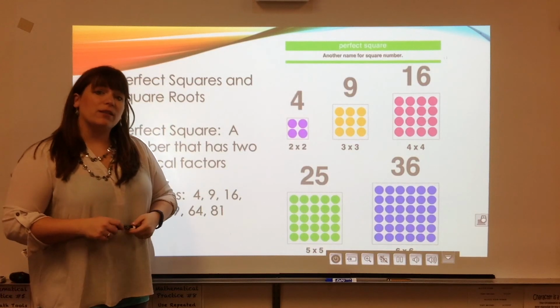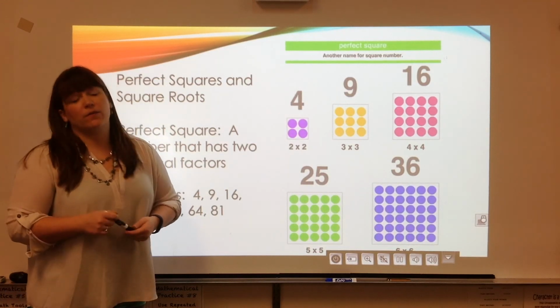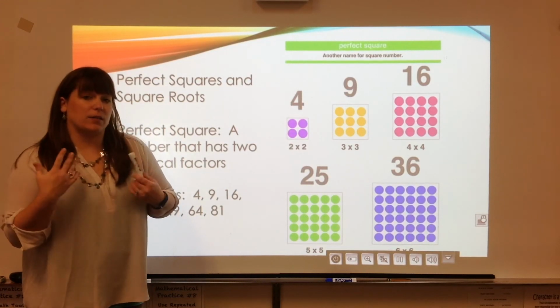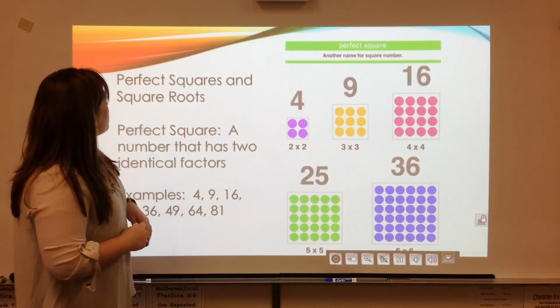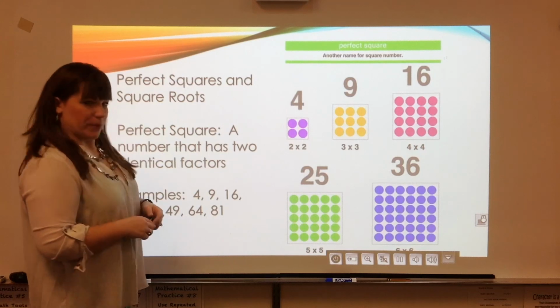So before we go on to that blue page, make sure on the bottom of the yellow you write down the last meal that you ate before watching this video. And now we're going to go on to perfect squares and square roots.